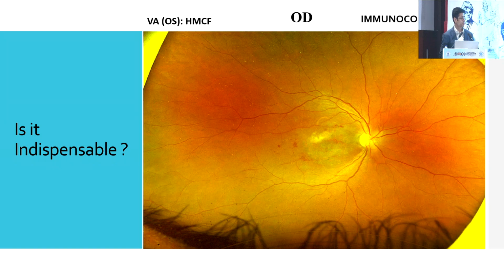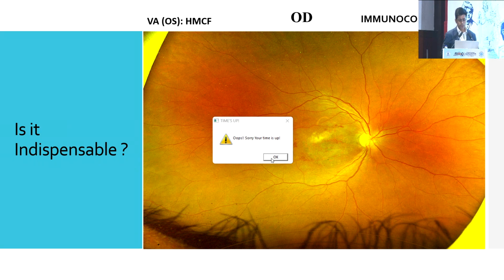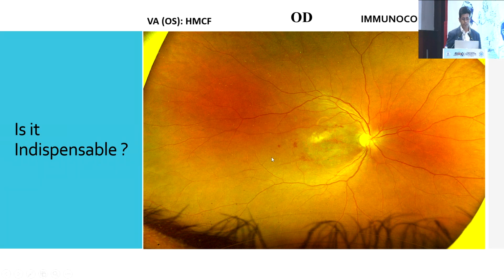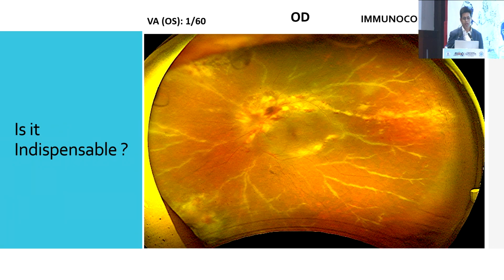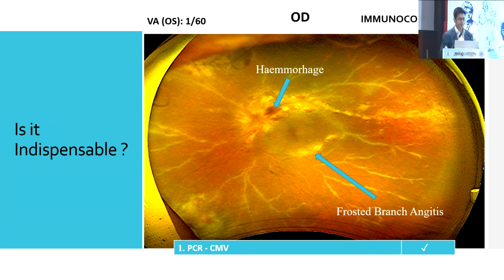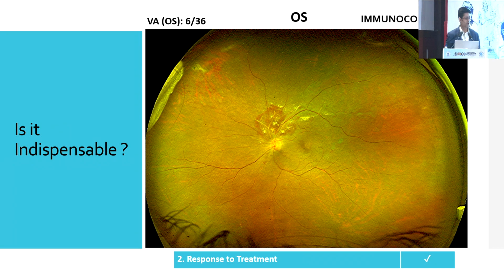Another patient was a young patient with ALL who had these hemorrhages and focal retinitis over here. We thought it to be CMV. We sent for a PCR. It was negative. We went ahead with the treatment, and it resolved. Another case: in this patient, we can see there are hemorrhages and a periphlebitis. We know it is a case of CMV. It's an immunocompromised patient, and when we confirmed it, it was positive. And you can see it also responds to treatment.